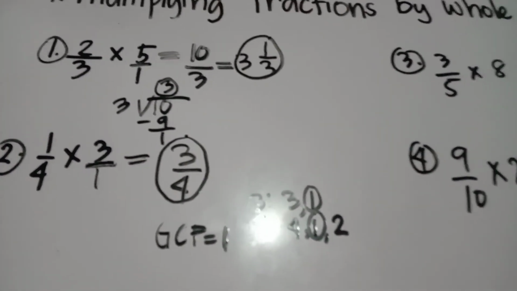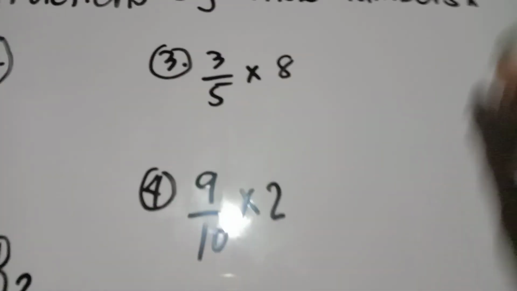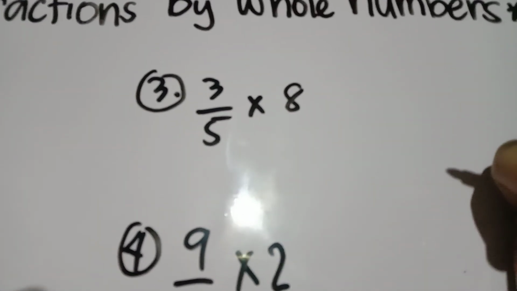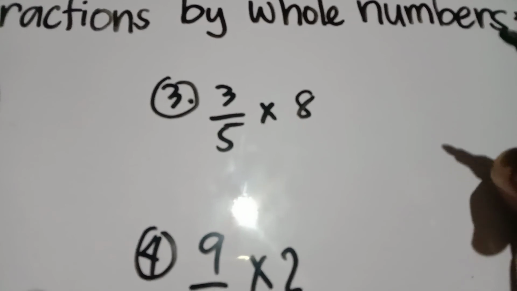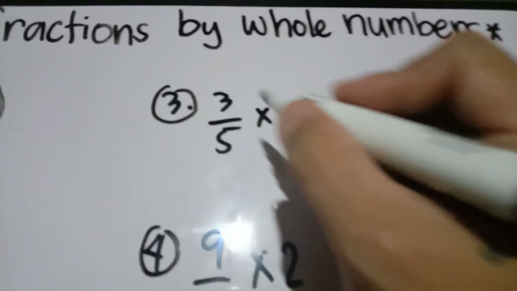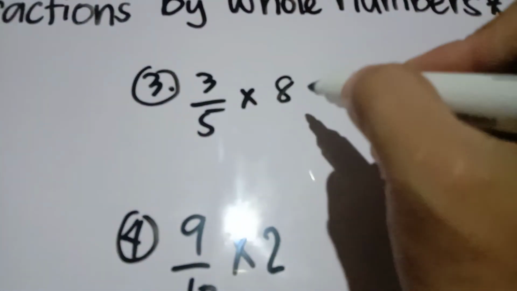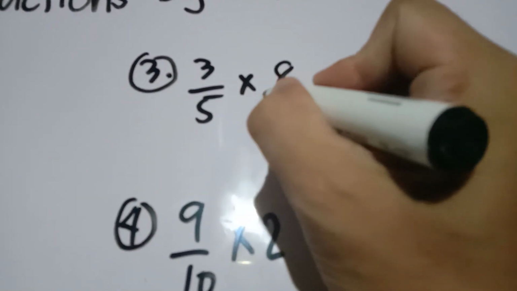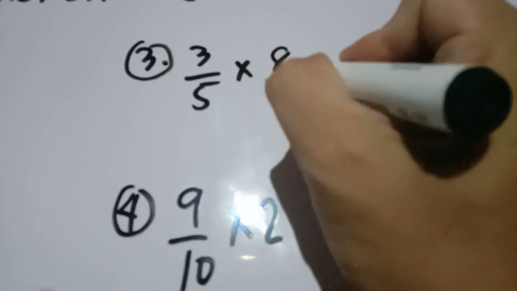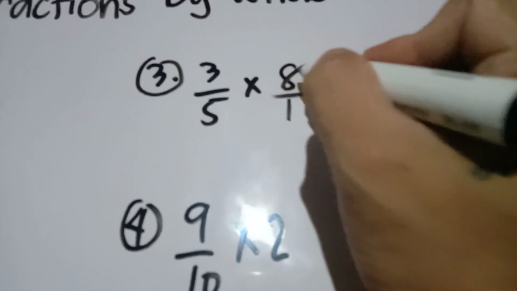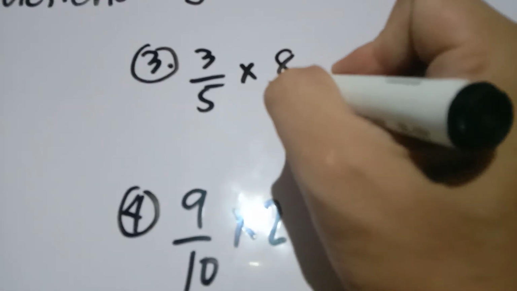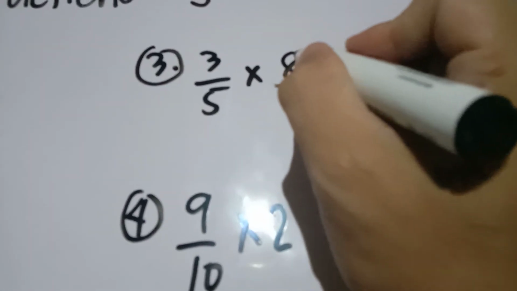Okay, let us proceed with the third example, number 3. 3/5 times 8. Okay, so what are we going to do? Again, to multiply fraction by a whole number, simply write 1 as the denominator of the whole number. Lalagyan lang natin ng 1 as denominator yung whole number.